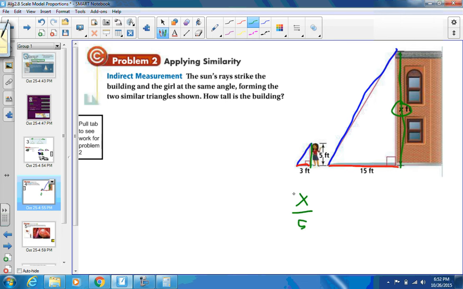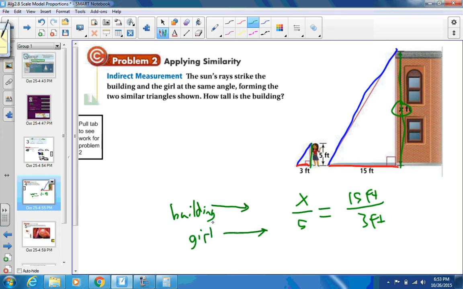We have to keep it consistent. So we have to do the building on top. So what do we know from the building? We know the bottom is 15 feet. Is to, and this should be feet, but is to 3 feet. So again, it's consistent because on the top we're dealing with the building, and on the bottom we're dealing with the girl. All right, now we have a proportion that we can solve.